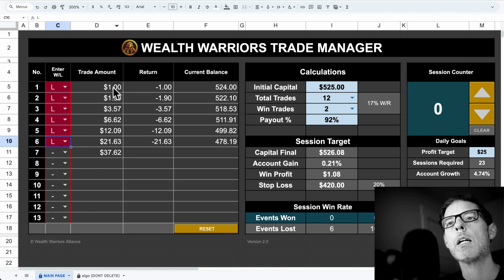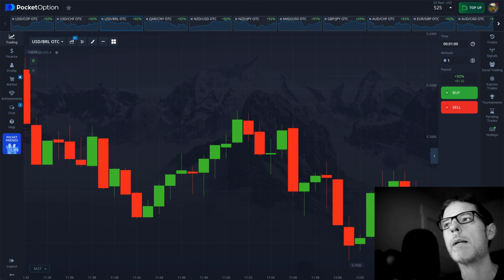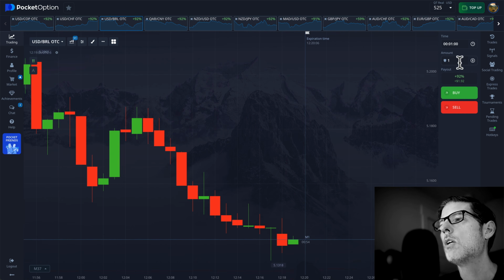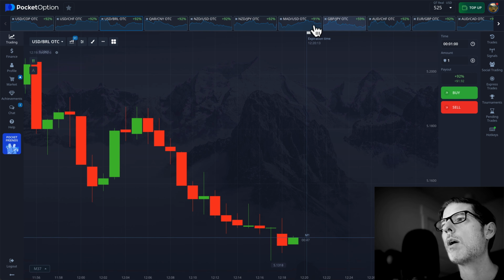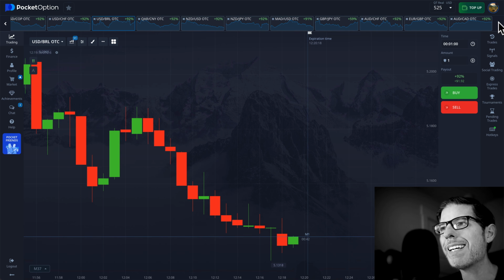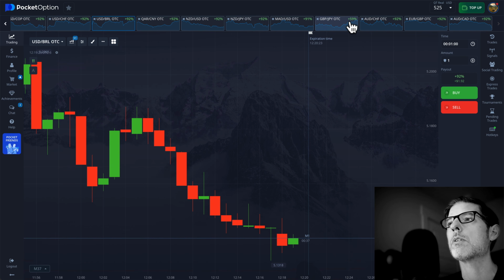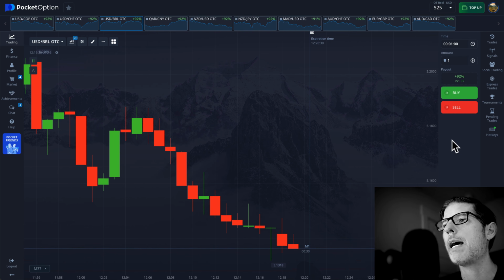First trade is going to be $1. That's printed to us right here. With the trade manager, it gives you those trade amounts, so we don't even have to think about it. Look at this. I've got $1 already entered in here. We're trading with OTC, so I must make sure that these are all paying out around 90 or 92%, which they are. If anything drops below 90%, I might think about removing it and adding another one. Here's one right here, 59%, right? That's not a good return on our investment. So I will go ahead and remove that.